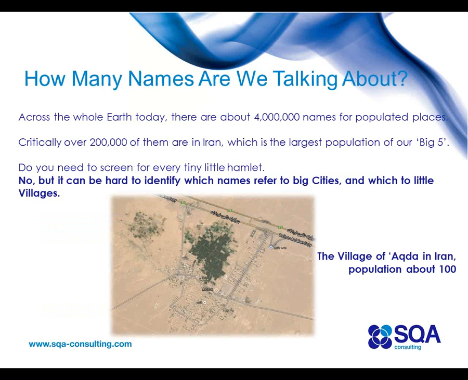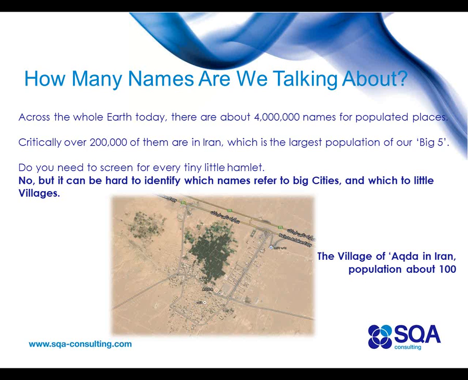So how many names are we talking about? Well, I said the gazetteer from America, the National Geospatial Intelligence Agency, produces 9 million geographic names. If you take that and the American names and all the other sources you can find, we're probably talking about 4 million place names for populated places. So cities, towns, regions, villages, hamlets, which is obviously rather a lot.